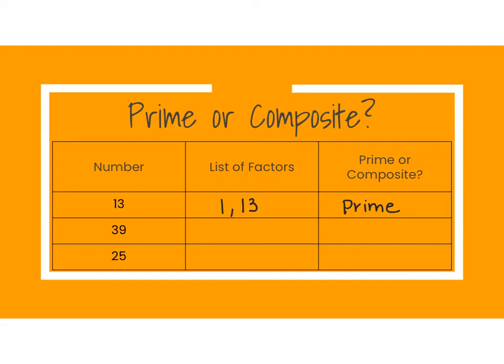Now let's look at the number 39. I know I can multiply 1 and 39 together to equal 39. I can also multiply 3 times 13 together to equal 39. So because there are more than 2 factors, there are 4 total factors for 39, it cannot be a prime number. If there's more than 2 factors, my number is composite. So 39 is a composite number.